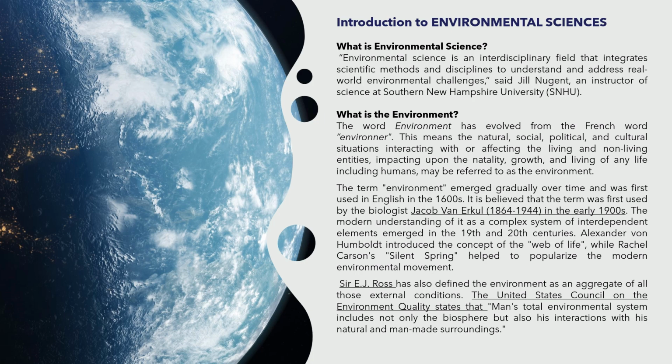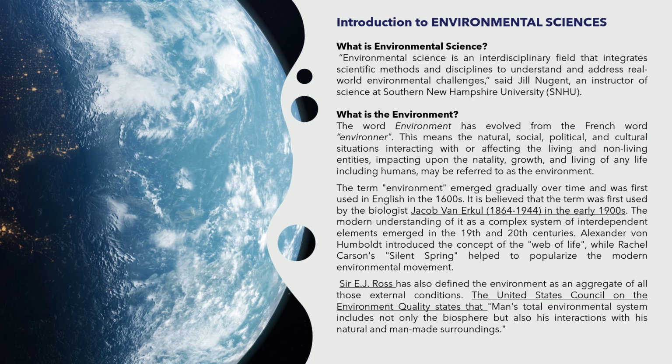Now, the term environment emerged in the 1600s or something like that. But it is believed that it was first coined by Jacob von Uexküll in 1920, the 20th century. And the modern understanding, as we understand environment in today's world, emerged in the 19th and 20th centuries. First was Alexander von Humboldt. We all know he is the famous one who introduced the concept of the web of life, and that was followed by Rachel Carson, very famous for Silent Spring, which helped to popularize the modern environmental movements. So environment is an entity, and environment is important. That has been emphasized in Web of Life and Silent Spring.